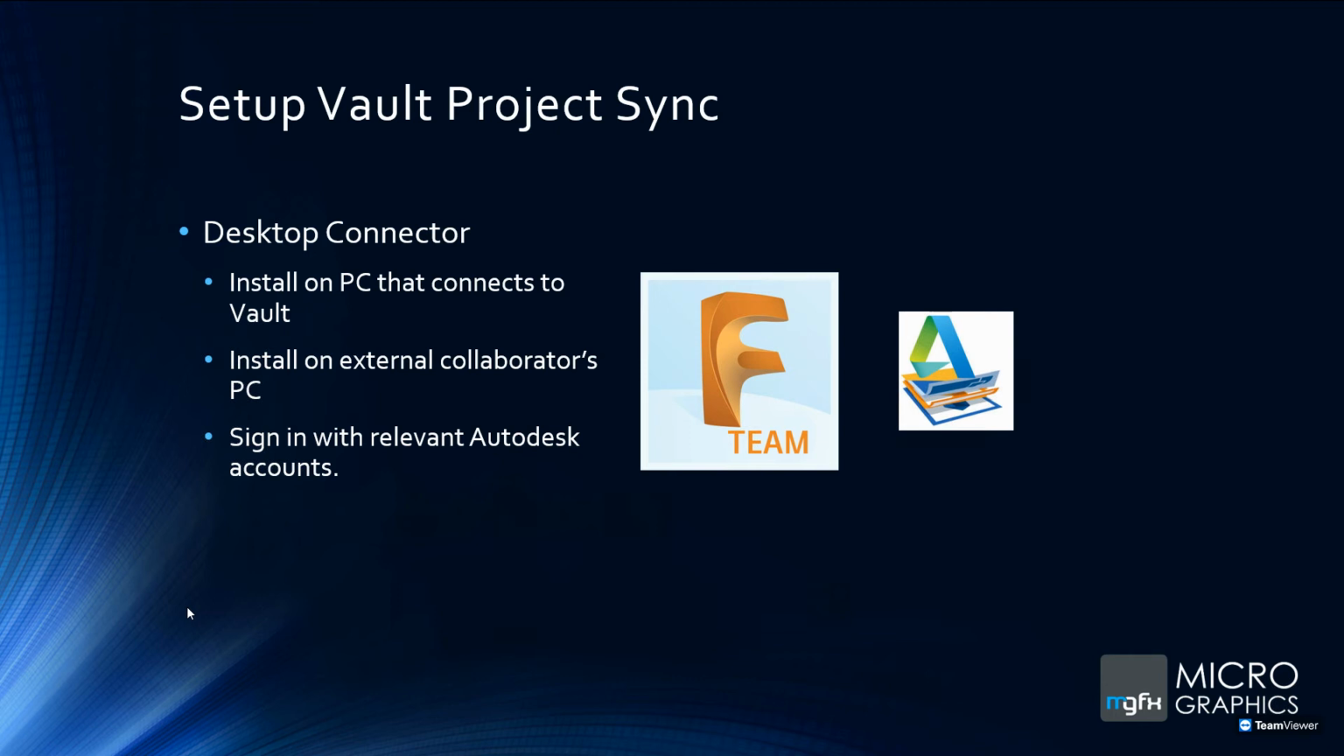Then you would need to make sure that you have Desktop Connector installed. So you would install that on the computer that connects to Vault, as well as the external collaborators would need that so that they can browse through Windows Explorer to get the files that you are sharing with them. They would only need to install it if they are using something other than Fusion to access those files. So if they're using Inventor, AutoCAD, SolidWorks, CATIA, whatever it might be, they would install Desktop Connector and log in with their Autodesk account.